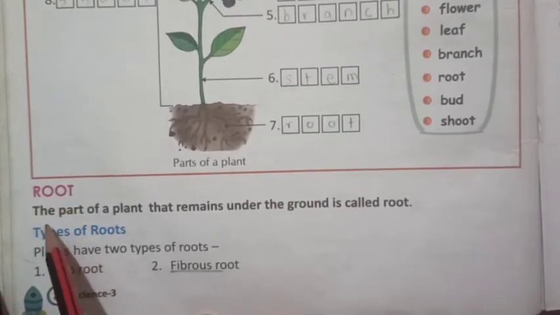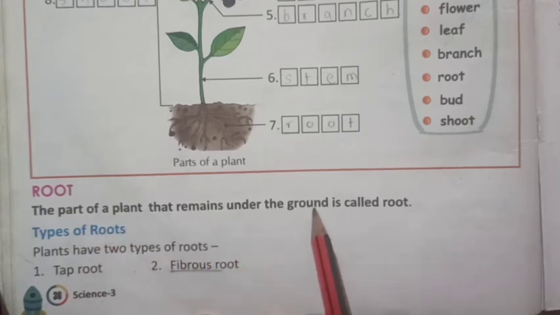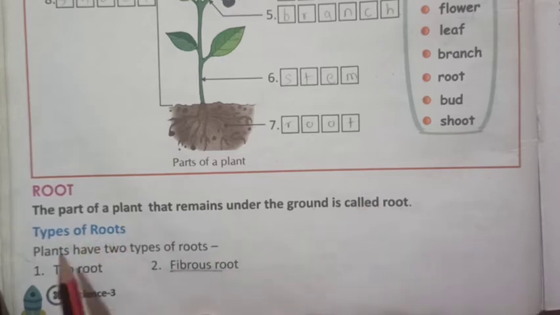Root. The part of a plant that remains under the ground is called root. Types of roots. Plants have two types of roots. First, taproot. Second, fibrous root.